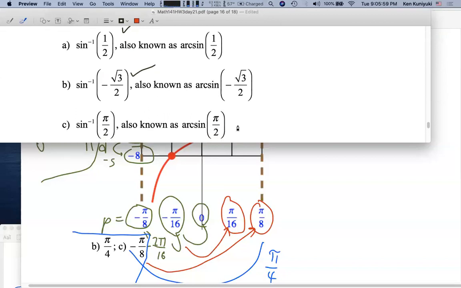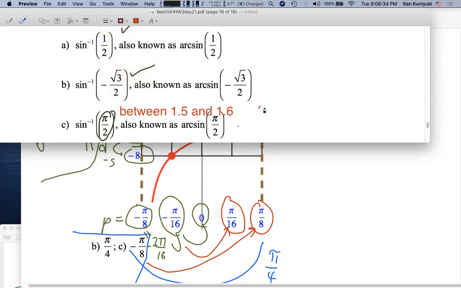Here's a tricky one. I know that sine of pi/2 is 1, but what's inverse sine of pi/2? Pi is about 3.1, 3.2, so pi/2 is somewhere between 1.5 and 1.6. It's 1.5 something. Wait a minute. Is 1.5 a sine value? No, it's not. Pi/2 is not a sine value. Here's the problem. I'll put this in red. Pi/2 is about 1.5, all right?